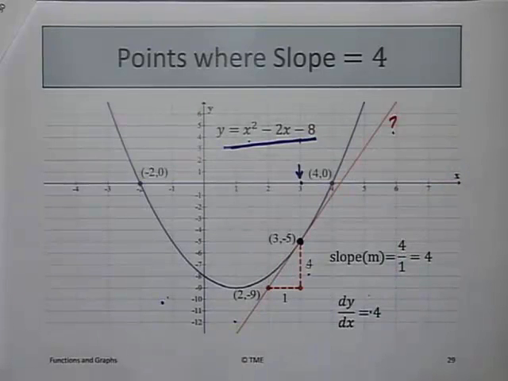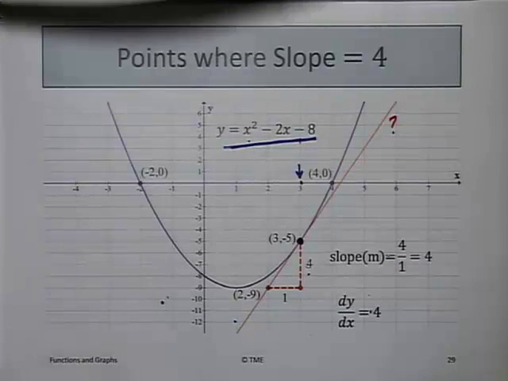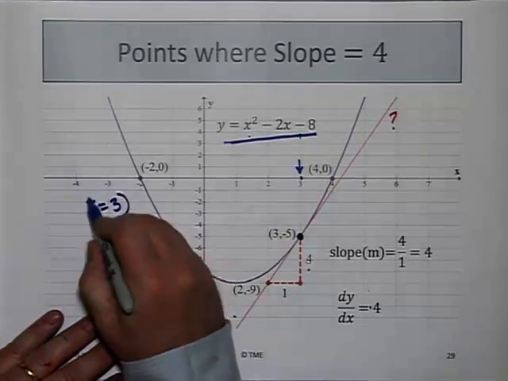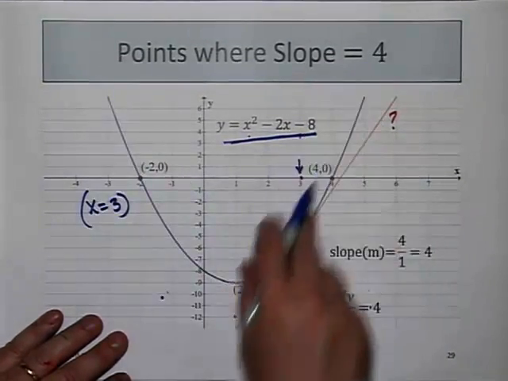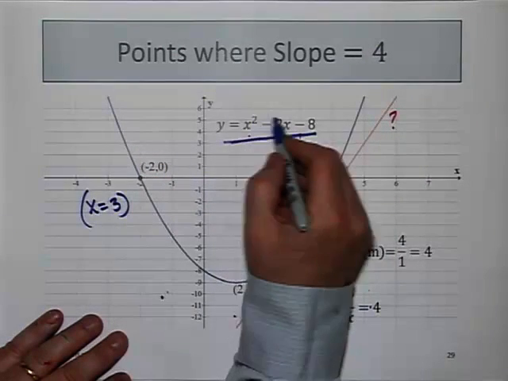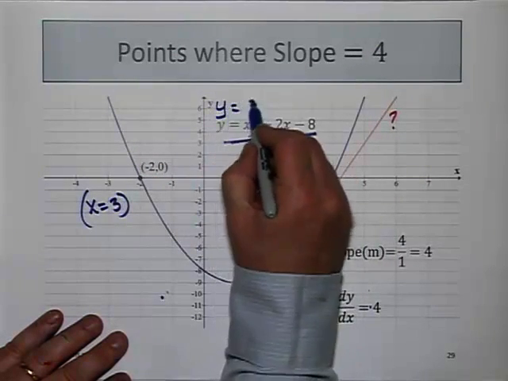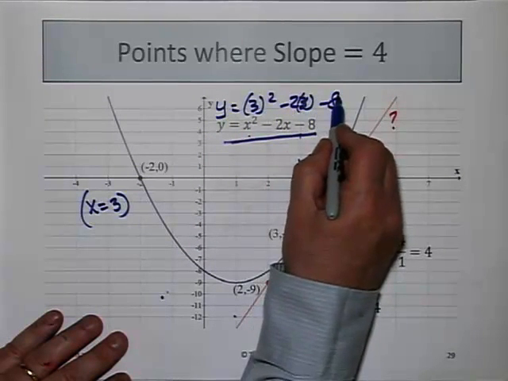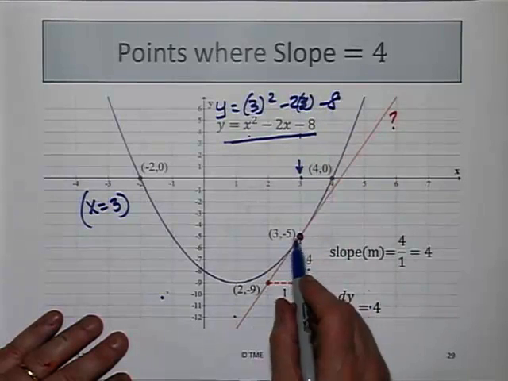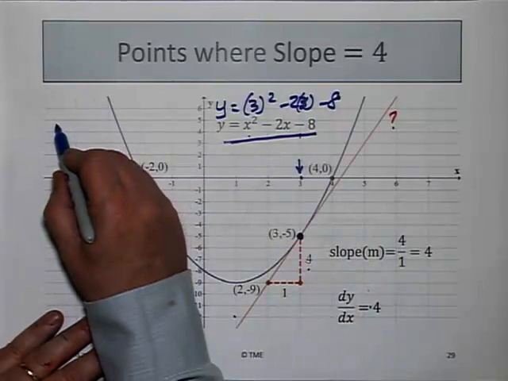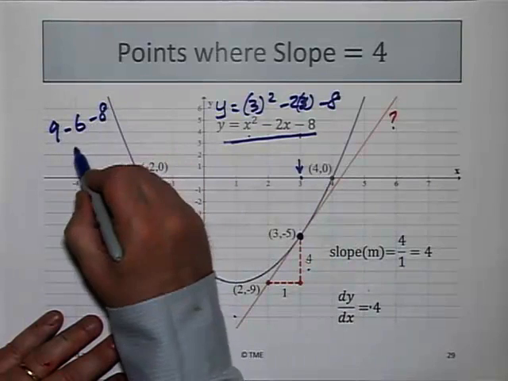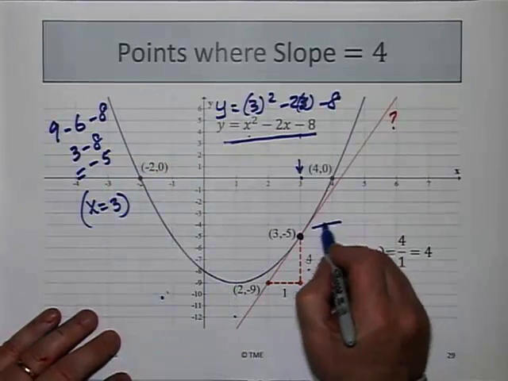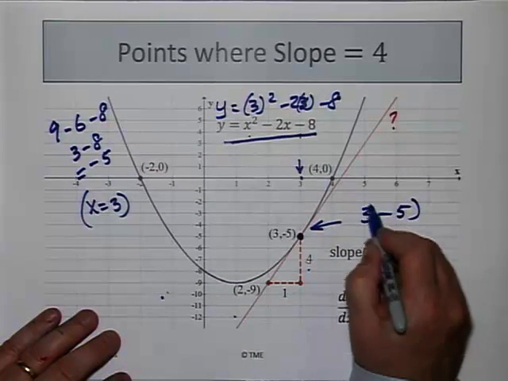But I also know from the graphs that if I know the x value, that x is 3, and I know what's on the function here, then all I have to do is stick in the value, and I get y is equal to 3 squared minus 2 times 3 minus 8 to find the point. And that, the last time I did it, was 9 minus 6 minus 8, 3 minus 8, minus 5 was the answer. So now I have the point 3, minus 5.